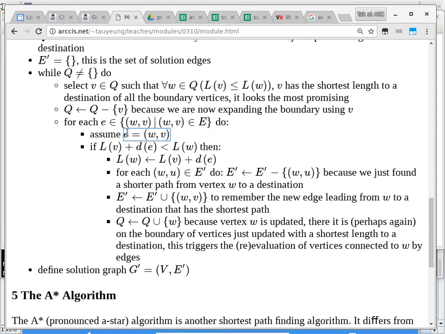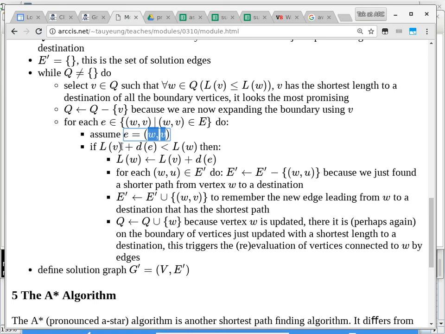So in the next statement, I'm saying, okay, let's say we pick a particular edge, and that particular edge is going from W to V. Okay, I'm just giving it a name so that I can refer to W later on.